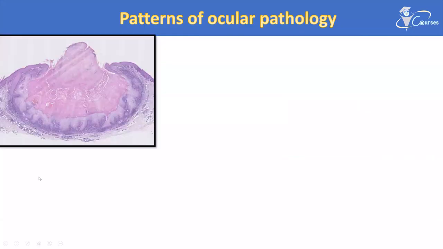When you see these hyaline pinkish deposits underneath the basement membrane, underneath the pigmented layer of the retinal pigment epithelium, and this is a section of the retina, you will recognize that these are drusen. These are in dry age-related macular degeneration.